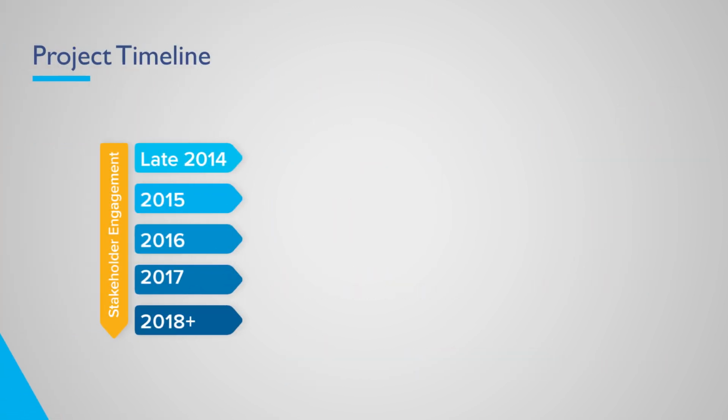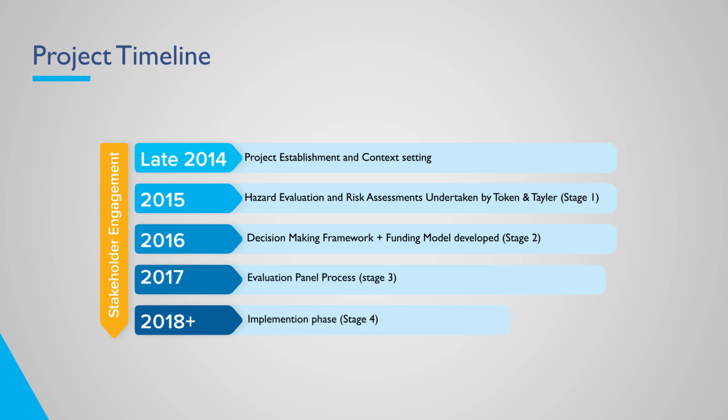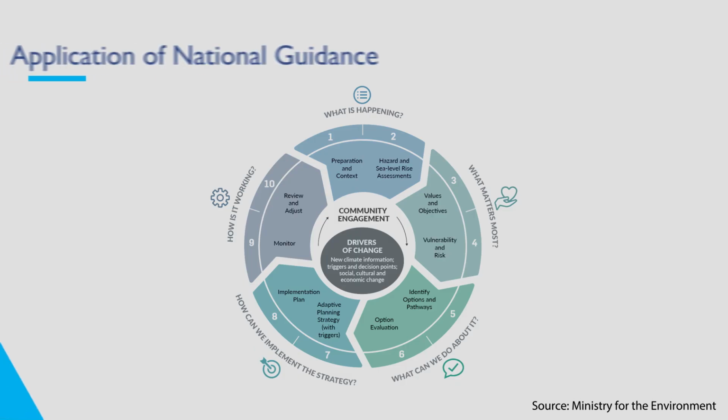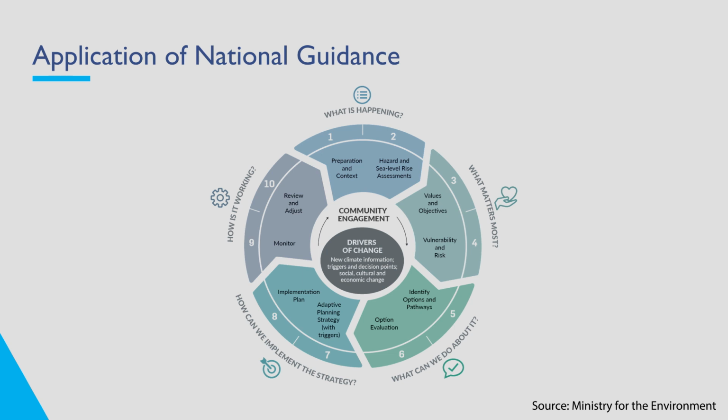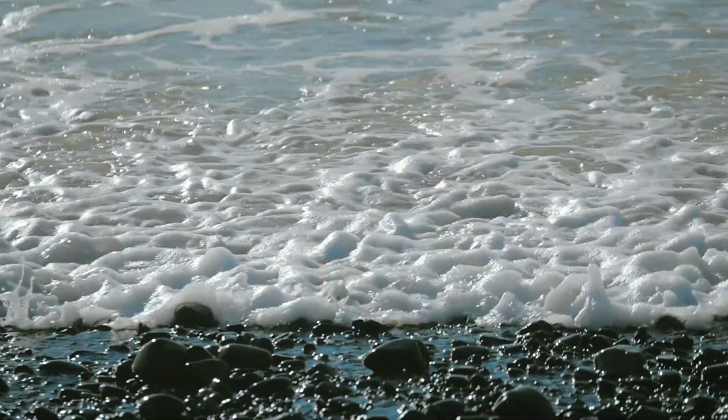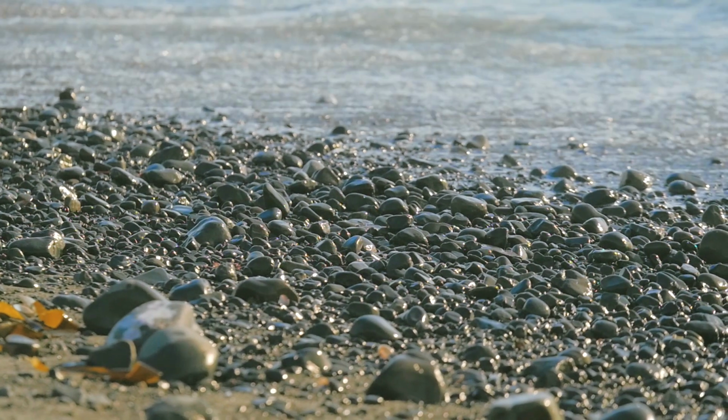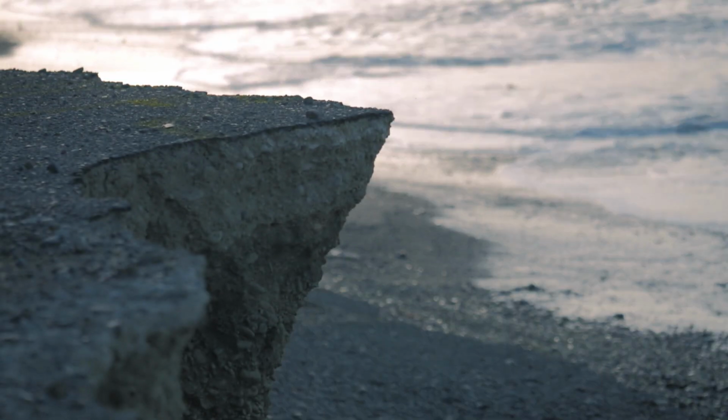Beginning in late 2014, the strategy has been developed in 4 distinct stages. These essentially are a simplified version of the 10-step decision cycle outlined in MFE's guidance. We have found that the 10-step cycle offers a useful breakdown of the steps required and sets these steps out in a logical order. The goal of the strategy is to develop a 100-year plan for this coastline, and in doing so, develop a process that can be rolled out to other coastal areas. The 100-year timeframe reflects direction provided by the New Zealand Coastal Policy Statement.